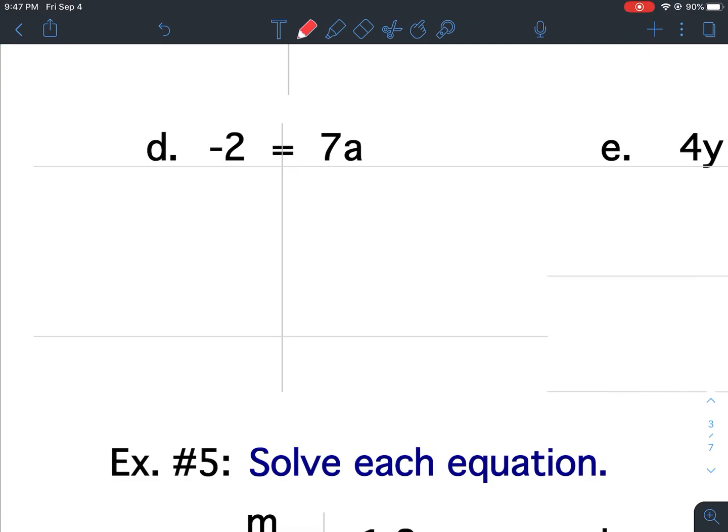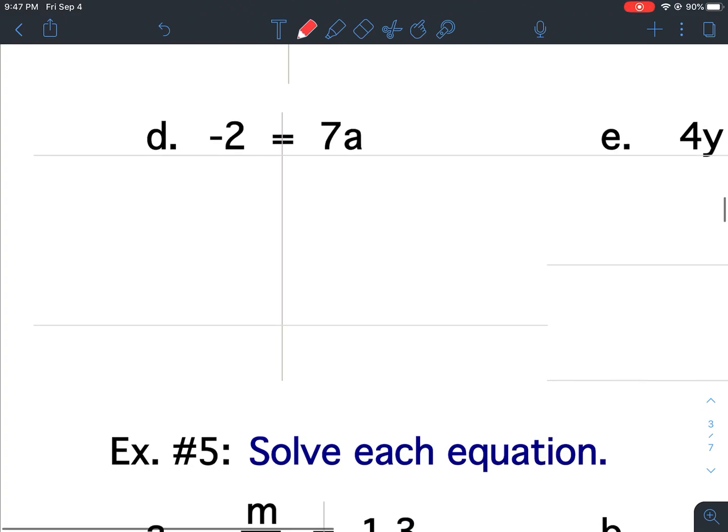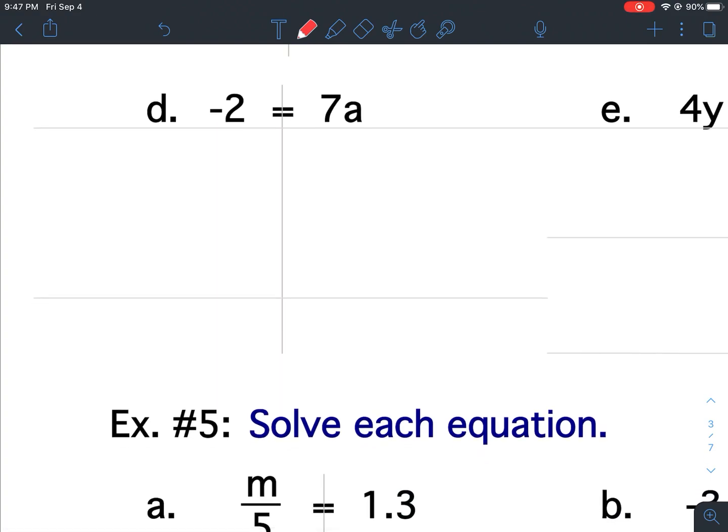Be very careful on a problem like this. A lot of times people want to divide by the smaller number, but you don't divide by the smaller number. Remember, the goal is to isolate the variable. In order to isolate the A, what do I need to get rid of? I need to get rid of that 7. So I'm going to divide both sides by 7.